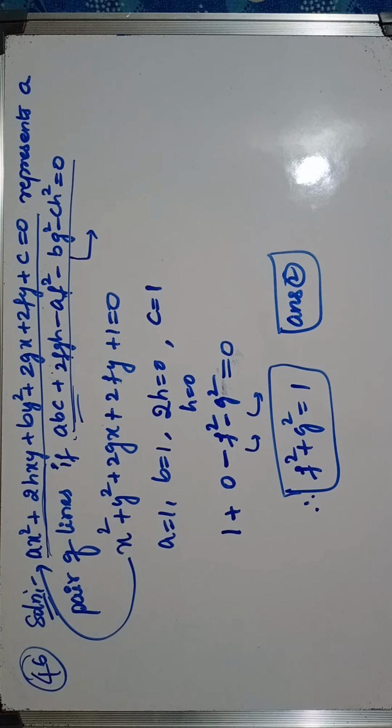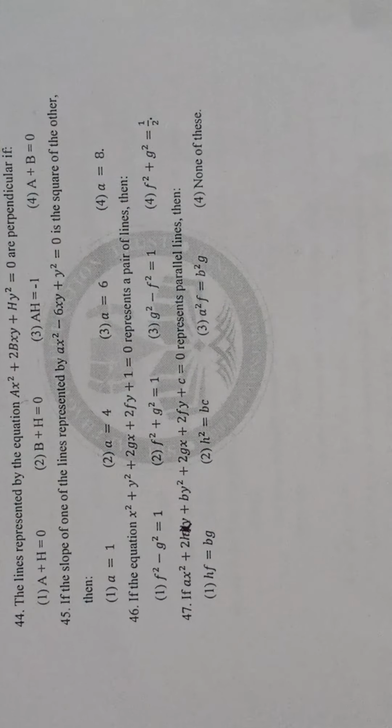Okay, so therefore the required answer is option 2, f square plus g square is equal to 1. Okay, let us solve the next question.